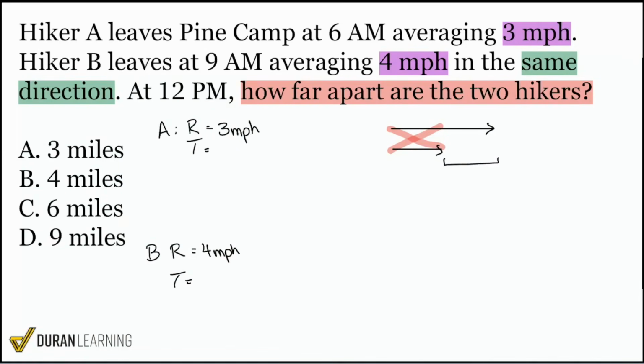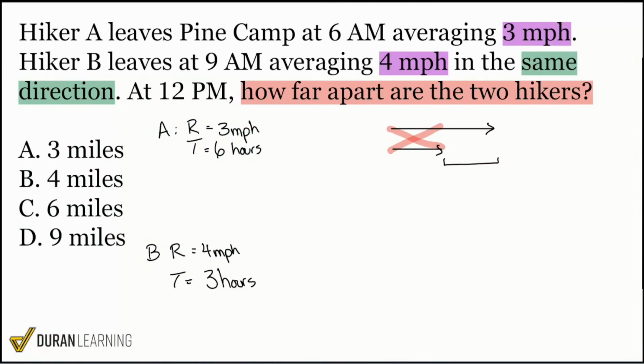And so when we see that we are measuring at 12 p.m., hiker A starts at 6. From 6 a.m. to noon, that's going to be 6 hours. So I'll go ahead and write 6 hours over here. And then when we think about hiker B, 9 a.m. to noon, that's going to be 3 hours.